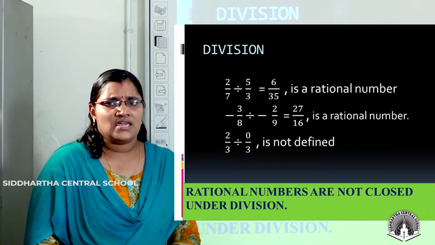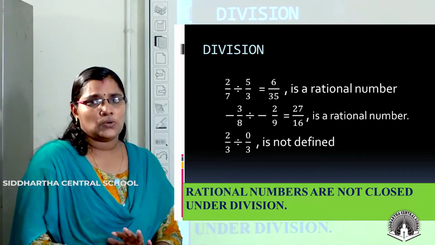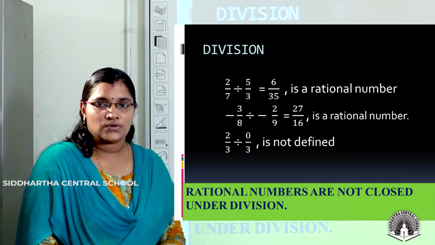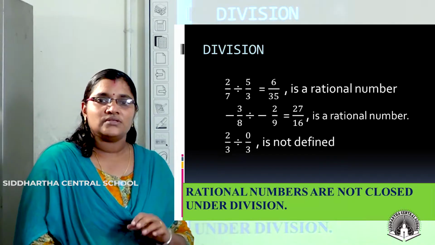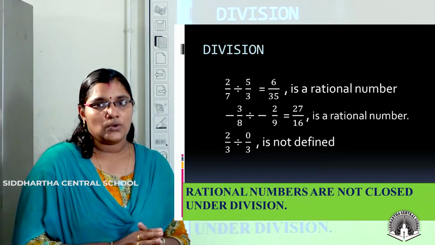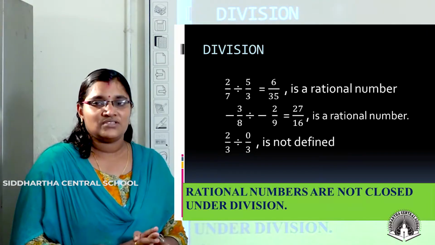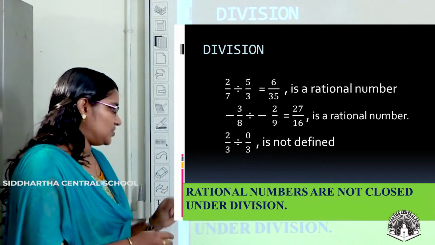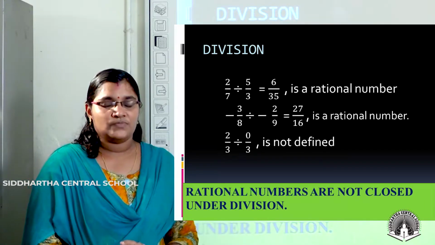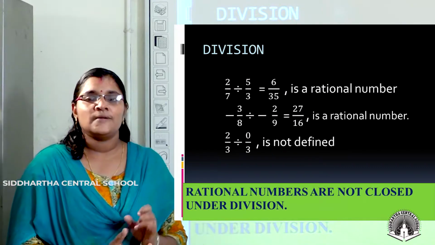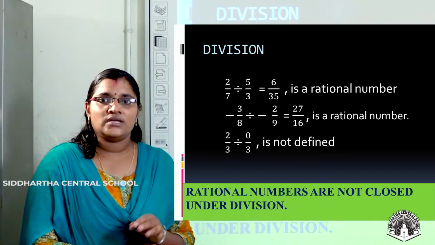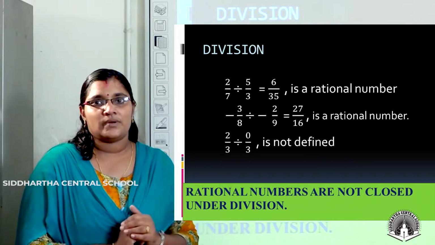So in the division case, we are not saying that it is closed. Division is not closed. Why? Because when dividing by 0, we will not get an answer, it is not defined. So for rational numbers, division is not closed. Rational numbers are not closed under division. So rational numbers are closed only for addition, subtraction and multiplication. Division is not closed. Okay, so our first property is over.